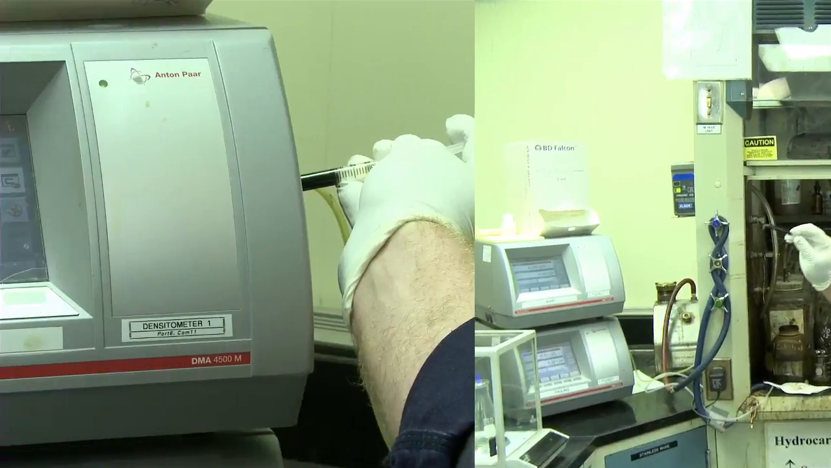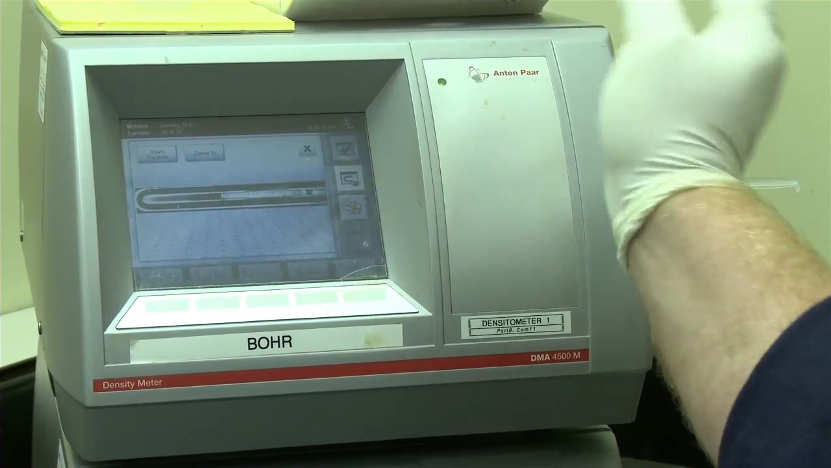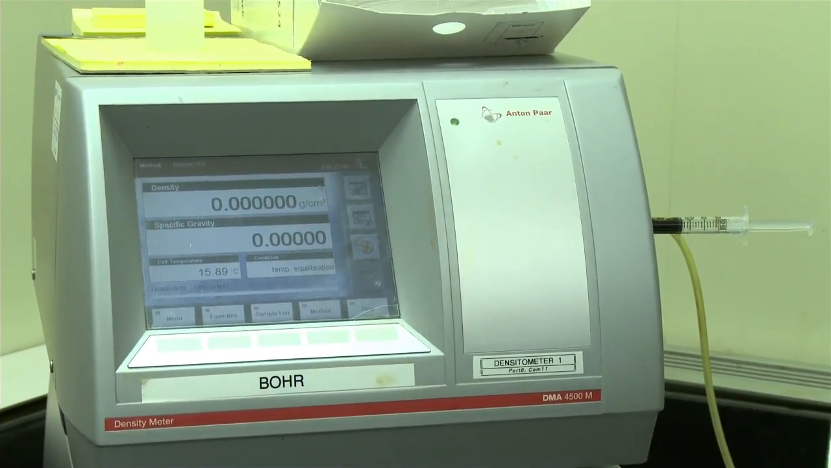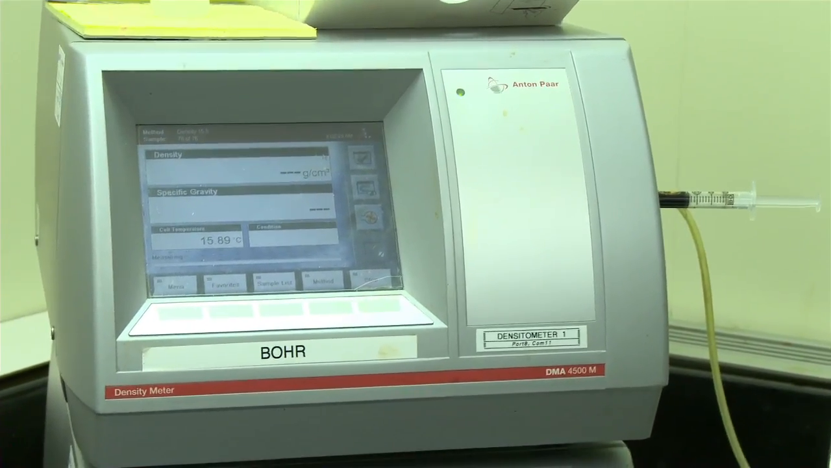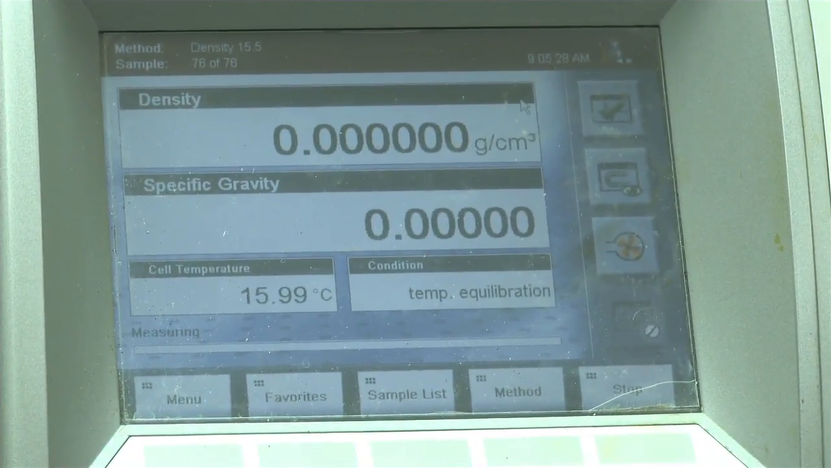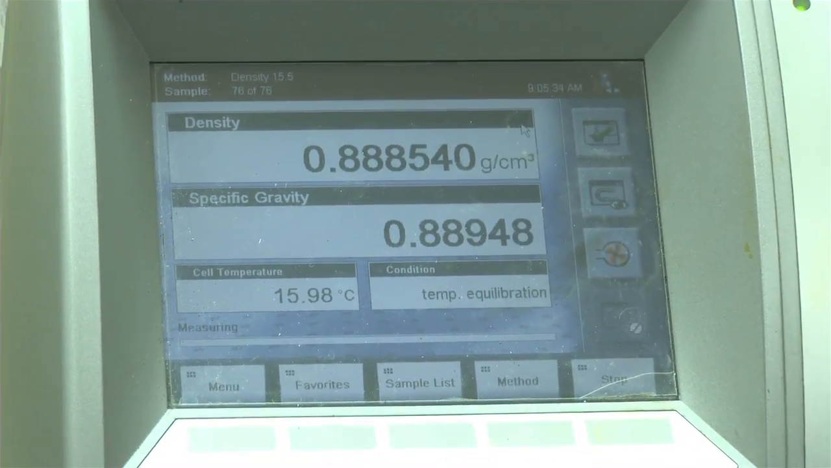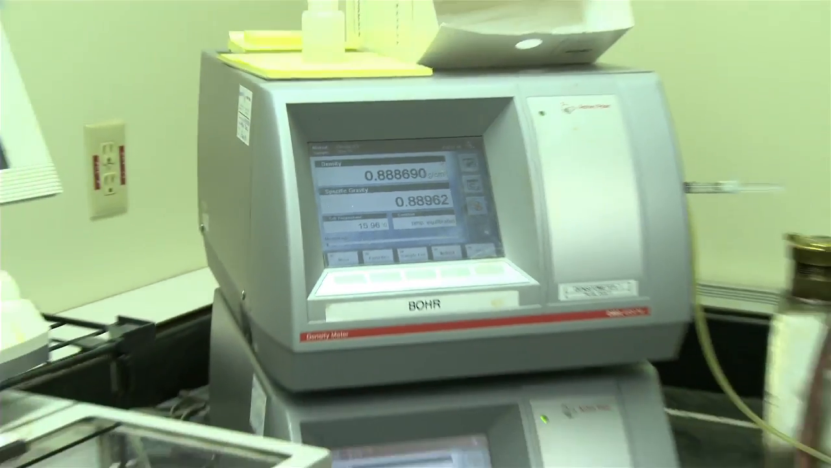We fill the tube. The tube vibrates at an established frequency, and that's relative to the density of water. We'll do a water measurement every day and check that the instrument's working. So essentially, through whatever calculation the instrument does, as the density of the liquid that we put in changes, the frequency of that tube vibrating changes. It's just a relationship of how the frequency changes.